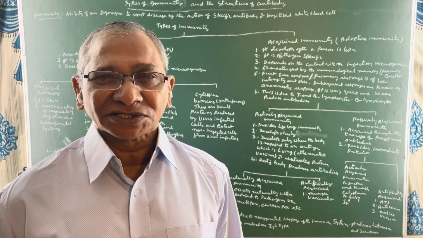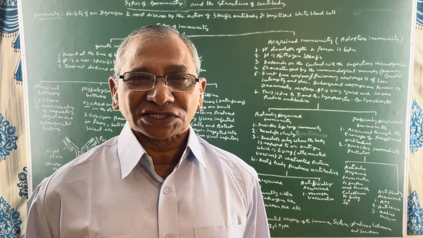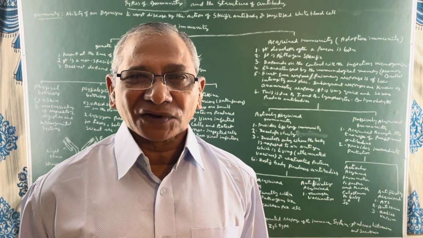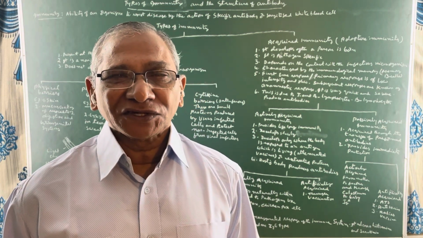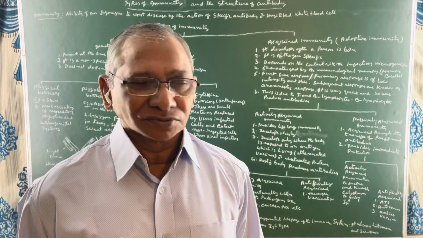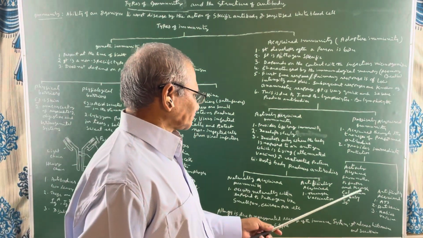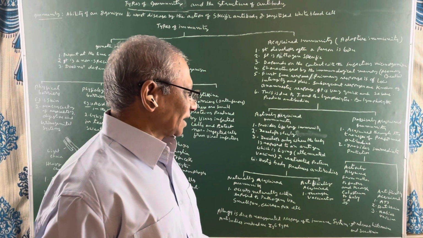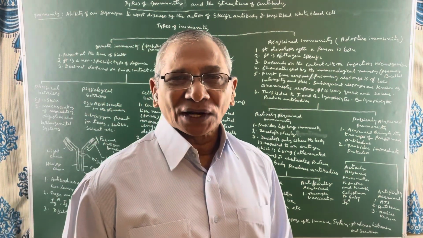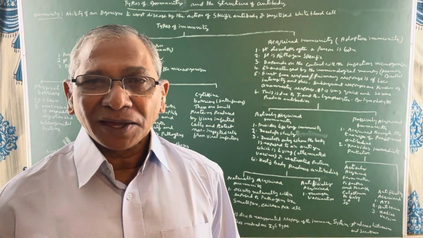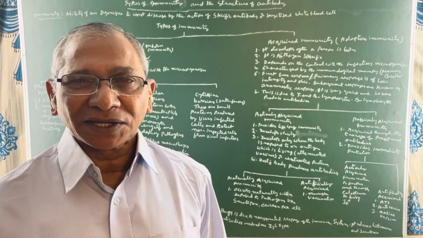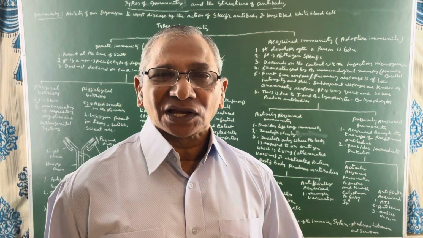So babies must receive colostrum, otherwise lifelong they suffer from deficiency of immunity. Then, artificially acquired immunity. Here what happens is, the time taken for producing antibodies for some diseases is very long.